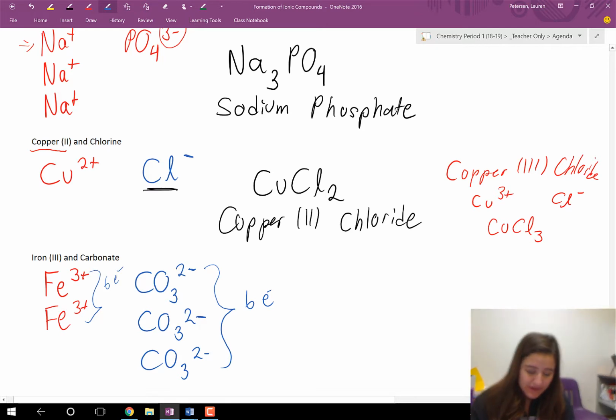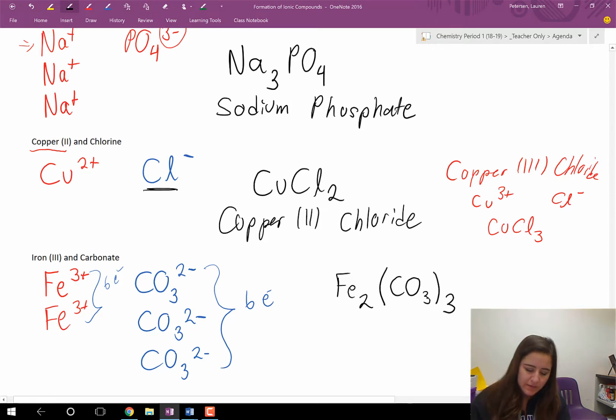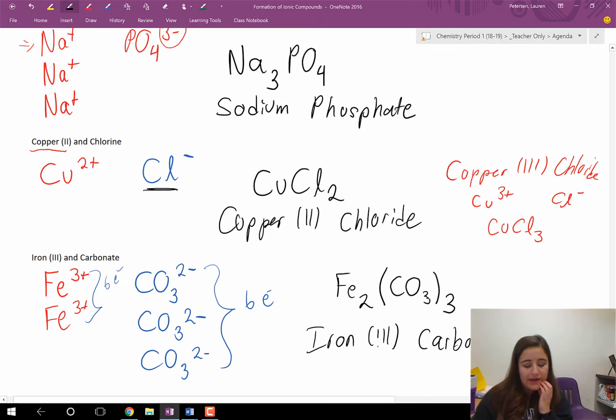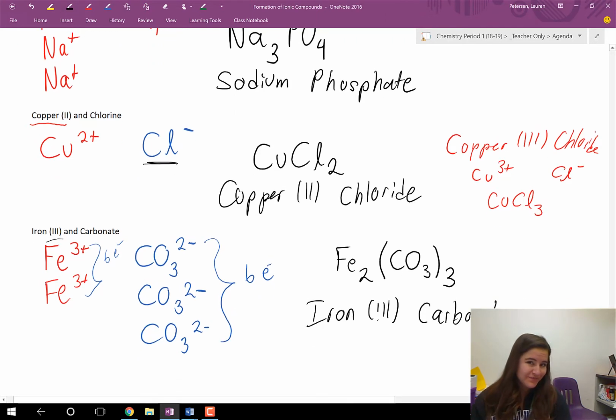So the formula for this one would be Fe2. I have more than one carbonate, so I'm going to have to put it in parentheses. (CO3)3, okay? And we would call it iron(III) carbonate. Okay, so again, if you ever see these Roman numerals, that's just the charge on the ion, and that's what you use. Hopefully that was helpful, and you can picture what's going on here. And yeah, okay, cool.